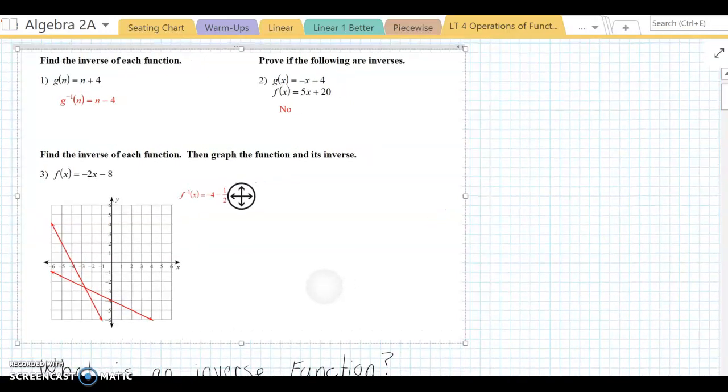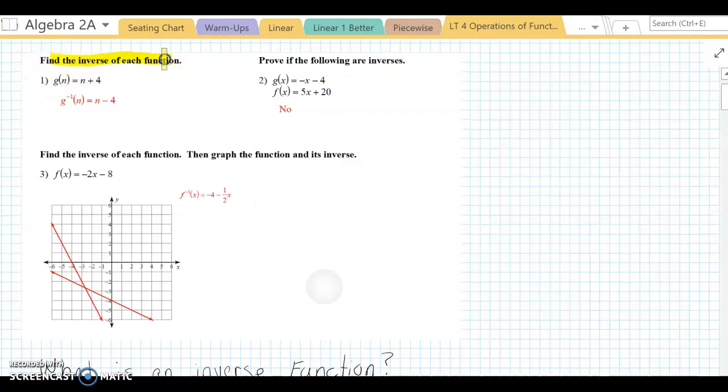problems. We have find the inverse of each function, and then it's going to look like this. G of n equals n plus 4, and the answer will be this. The g, and then you got that little -1 in the exponent. It's not really an exponent. It literally means g, the inverse function of g of n, is n minus 4. That's how you'd read it.